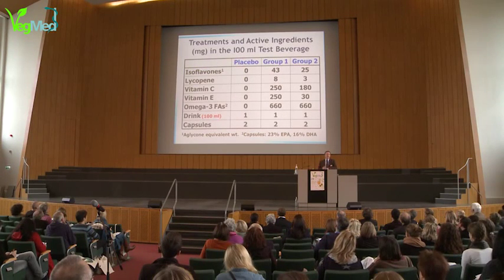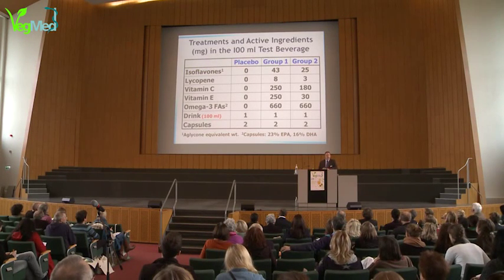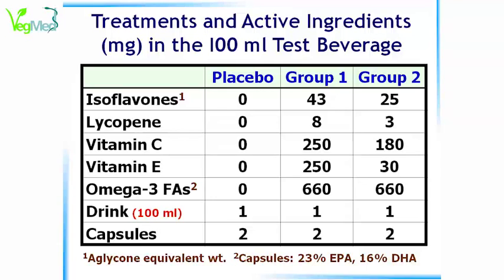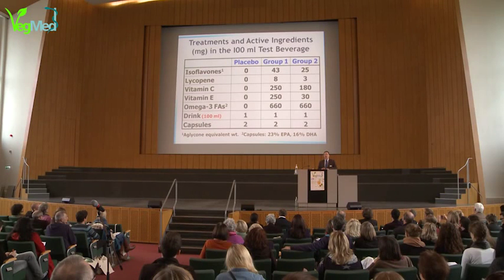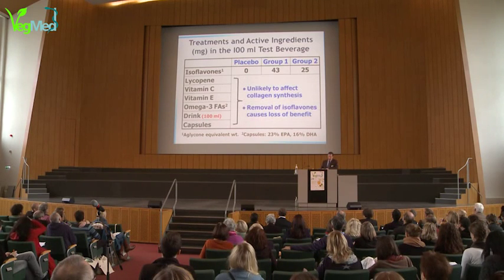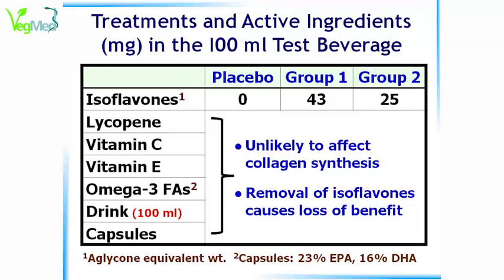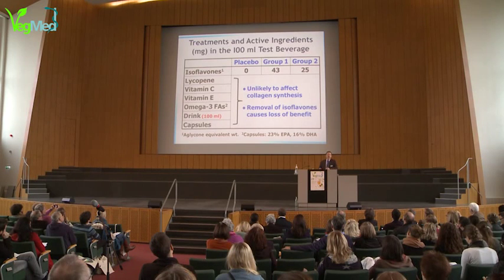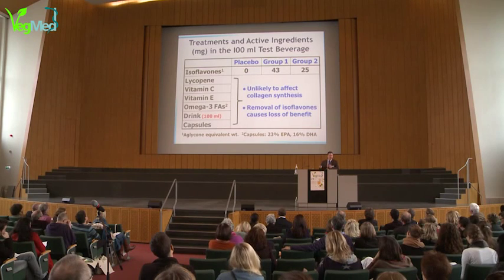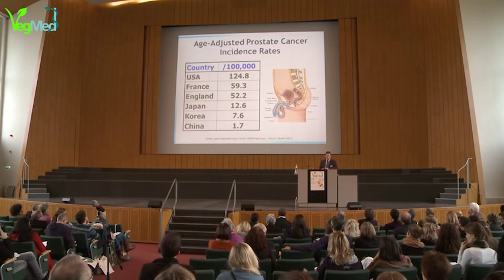Now, if you recall the design of the study, it's very obvious that you can't reach any specific conclusions about the contribution that isoflavones made because there were other biologically active components in the mixture. However, these other components do not affect collagen synthesis, which was the reason wrinkles were reduced. And the authors of the study actually indicated at a public scientific meeting that when isoflavones were removed from the preparation, the benefits were lost. So I think this is a very exciting area of research.